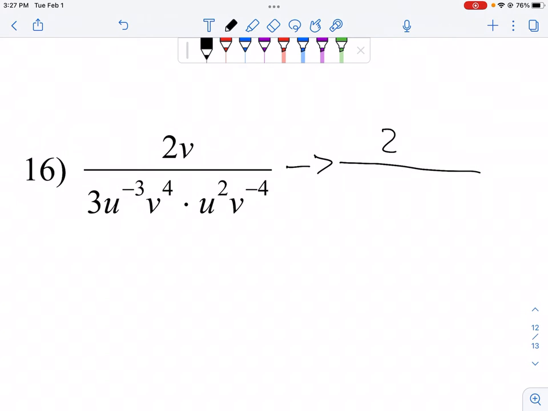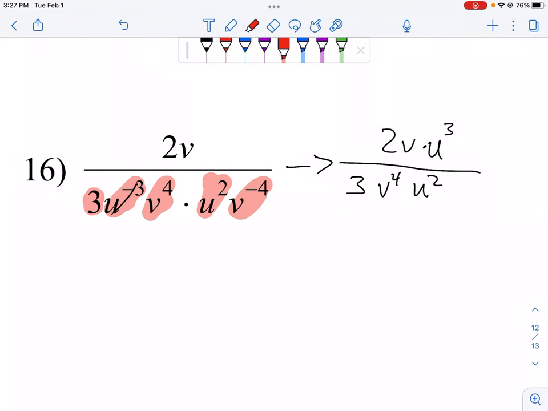Okay, 2v is not going to change. Now I'm going to work through piece by piece. 3 stays in the denominator. u to the negative third moves to the numerator. Now it's positive. v to the fourth stays in the denominator. u to the second stays in the denominator. And v to the negative fourth needs to move up. Now it's positive.